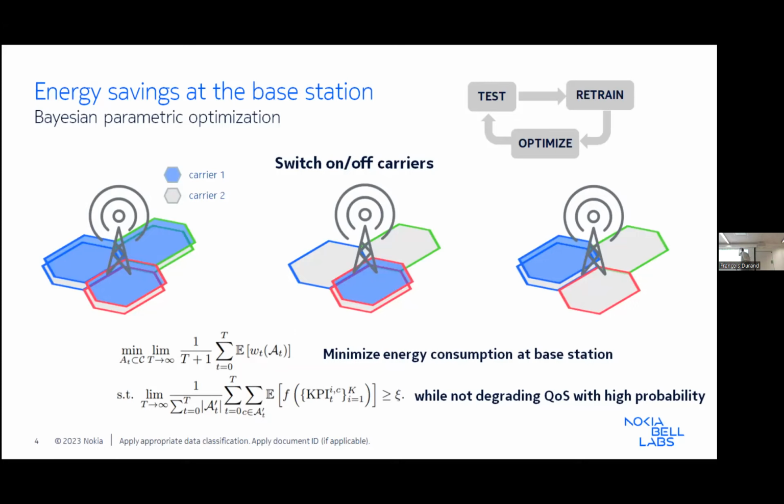So we want to minimize the energy consumption at the base station. By the way, we're controlling sector by sector, but we want to minimize this for each base station, while not overly degrading the quality of service, which is measured with some KPIs, with high probability. So this is a probability. If you set probability one, you never switch off anything. If you set the probability to 89%, for example, for our PoCs, you can get up to, let's say, 11% energy savings, which is what we achieved on real networks.